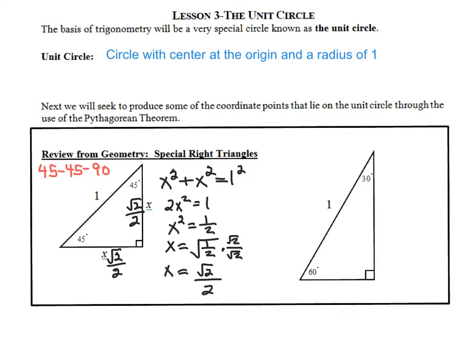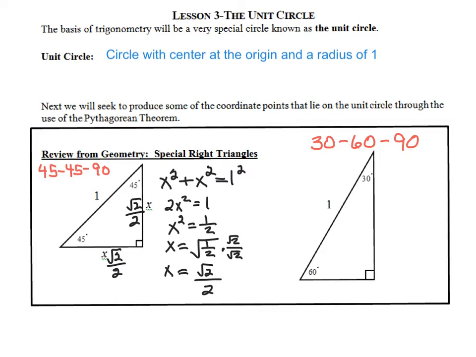Now, the other relationship that we're going to have to know, the other special right triangle, is called a 30-60-90 right triangle. Now, I'm not going to take the time to calculate how you got in geometry the sides. I'm just going to remind you of what those sides are equal to. What you did in geometry was use SOHCAHTOA, the ratio relationships for sine, cosine, and tangent.